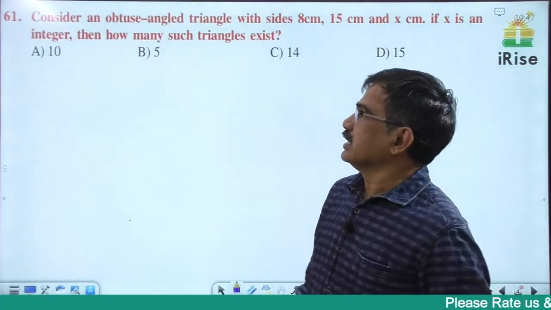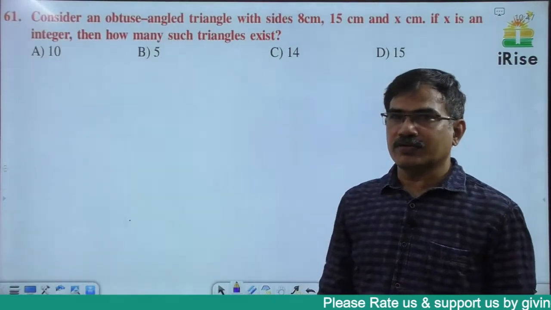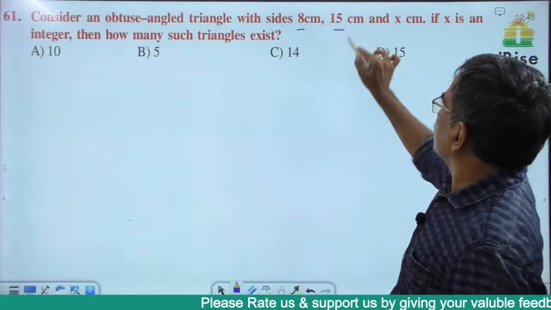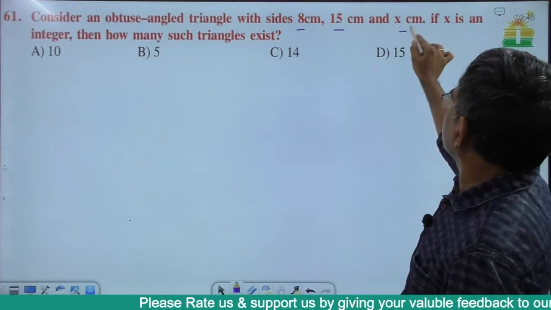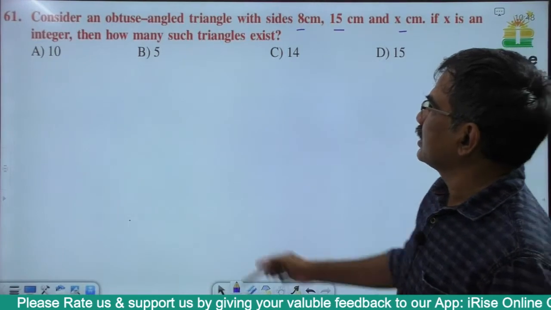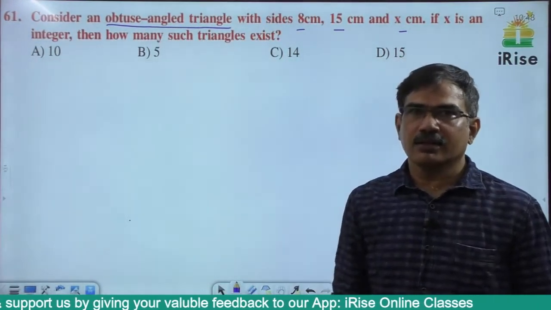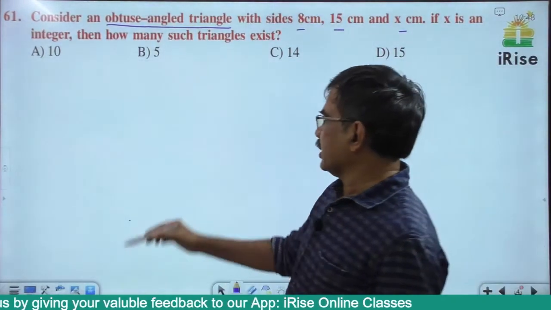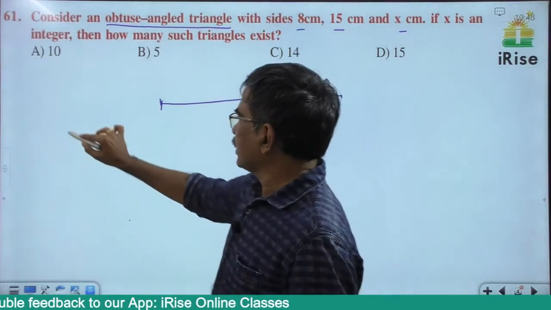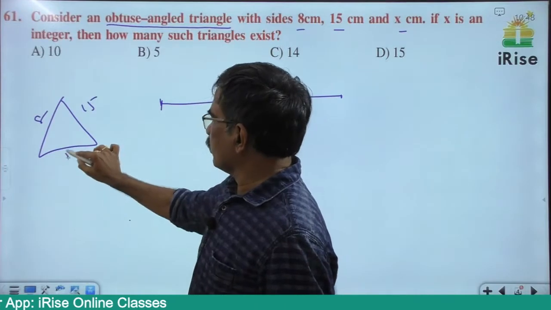The next question is, consider an obtuse angle triangle with sides 8 and 15 centimeters. So two sides are 8 and 15 centimeters and x centimeters is the third side. X is an integer. How many such triangles exist in the case of an obtuse angle triangle? Here I have given the property: if any triangle is there, for example, whose sides are 8 and 15, then what is the third side?